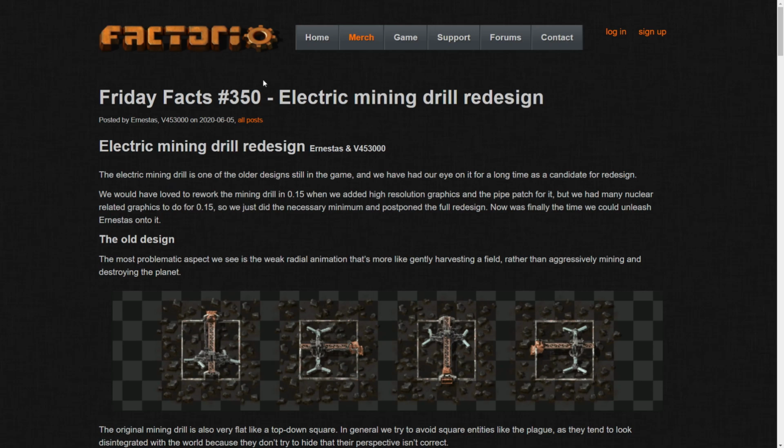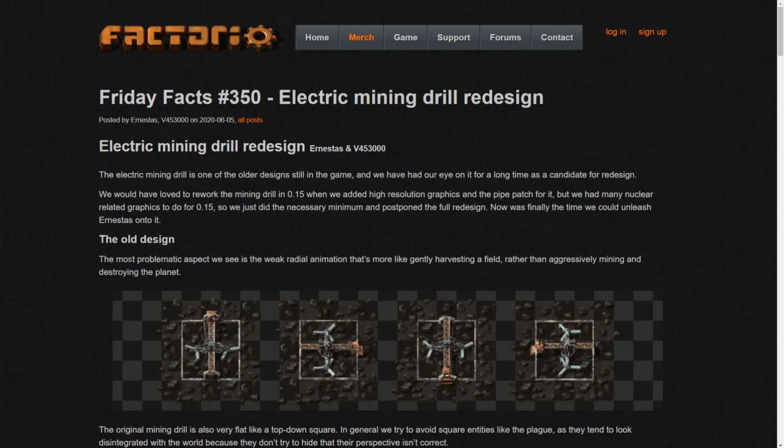So this one, pretty straightforward, as you can tell what it is. We have an electric miner redesign, and my first thought when I saw this was, aha, that's why the graphic was different last week. They were being kind of sneaky. This wasn't done yet, so they just didn't mention it, and people thought that they just randomly redid the graphic for no reason. But we'll kind of see why now. So we'll just hop right into it. This is from Ernestes and V.